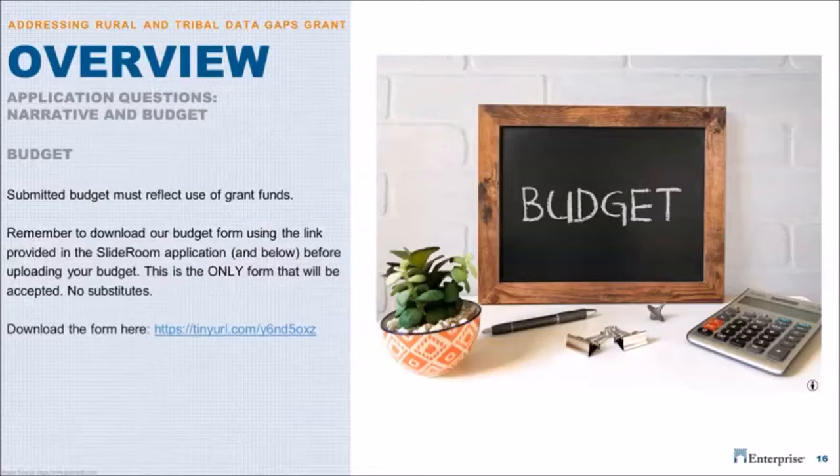Finally, you need to submit a budget, and that budget must reflect the use of your intended grant funds. You should use the budget form that we provide. You can either download it from the link that is here in the presentation that you'll receive by email afterwards, or you can download it directly from SlideRoom in the application. This is, again, the only form that we're going to accept, so make sure you use one of these links to get that and fill it out and submit it along with your application.